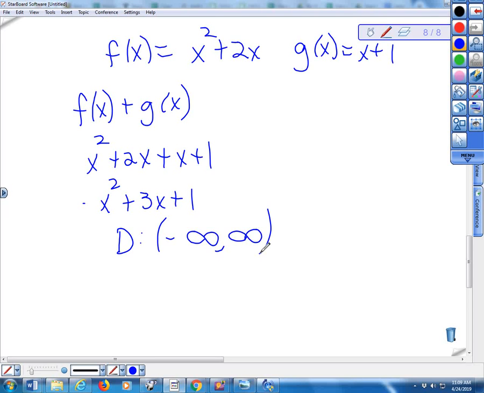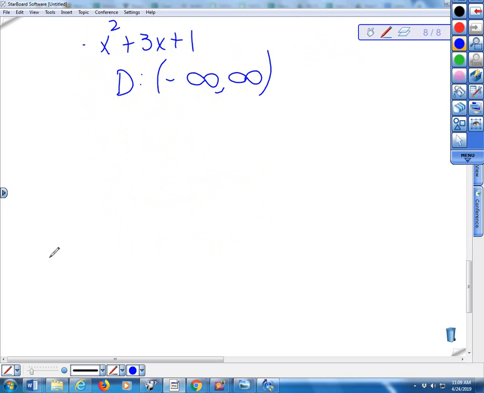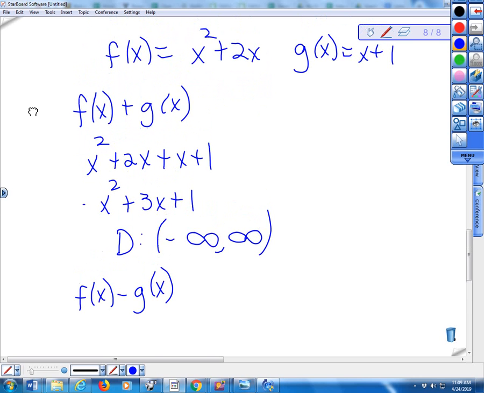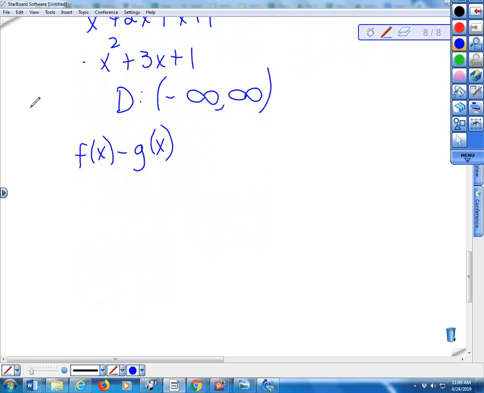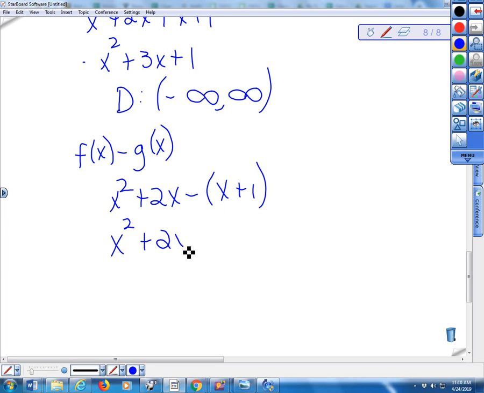All right. Next is f of x minus g of x. The important thing when you're subtracting is to make sure you're putting things in parentheses and distributing the negative. So I have x squared plus 2x minus (x plus 1). So that's x squared plus 2x minus x minus 1, which is x squared plus x minus 1. Again, it's a parabola. Domain is all real numbers.